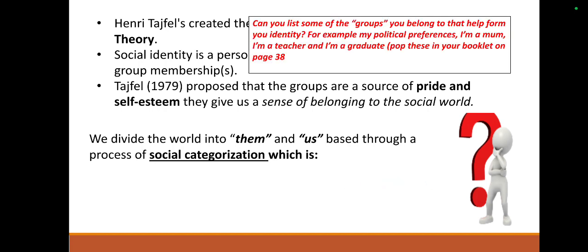So the first thing that I'd like you to have a go at doing for me, on the top of page 38 in that box provided, is list some of the groups that you belong to, which help you reason with your identity. So who are you? What are all the things that you do, or all the groups that you belong to that form you? So I've given you some examples for myself. Some identities that I hold are my political preferences, the fact that I'm a mum, the fact that I'm a teacher, and the fact that I'm a graduate. They are all social groups, okay, that I belong to, that give me some sort of sense of who I am, and they help build my self-esteem. Knowing that I belong to those groups and knowing what I should be like, essentially, is really helpful in having a firm sense of belonging, okay?